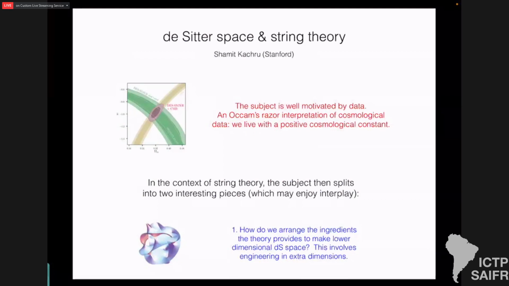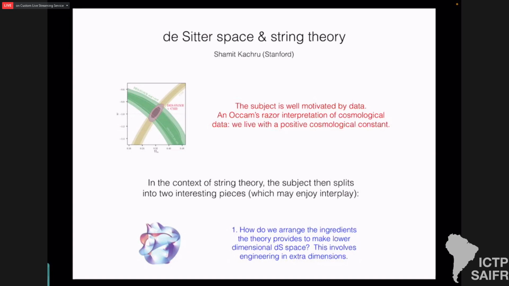slightly broadening the title. And why would you talk about de Sitter space in string theory? Well, since 1998, if not before that, you need very little excuse. The subject is well motivated and has just been increasingly well motivated by data. The plot I have there symbolically is the latest DES data release. An Occam's razor interpretation of the concordance cosmology is that we live in a universe with positive cosmological constant. Other interpretations are possible, so that's of course not certain, but it seems like the right place to start.